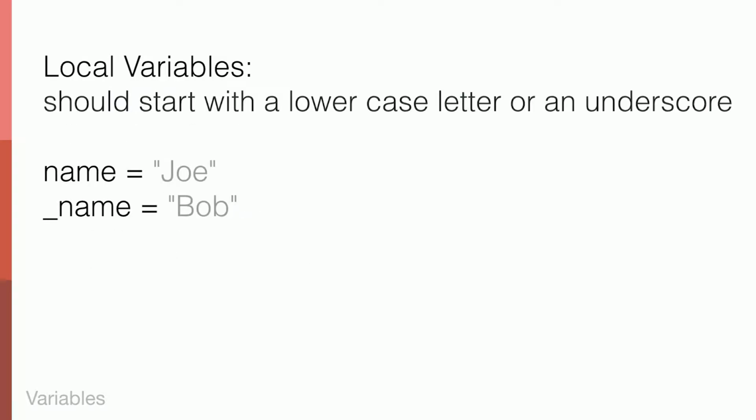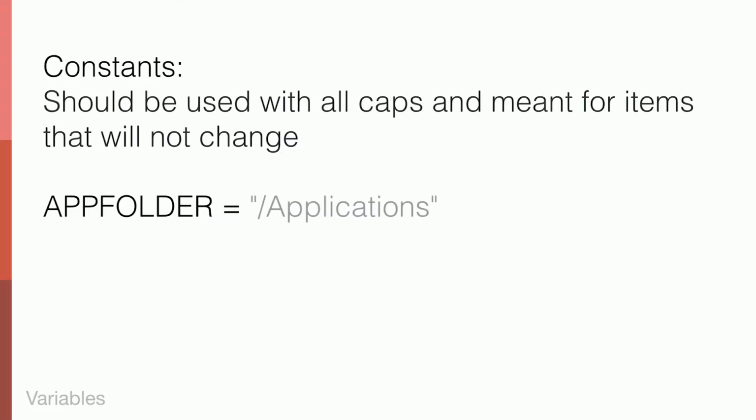Local variables, best practice should start with a lowercase or an underscore. So name Joe or underscore name Bob. Constants are meant for things that don't change, static, and they're all uppercase. So path names or information that you just don't plan on changing later in the code.